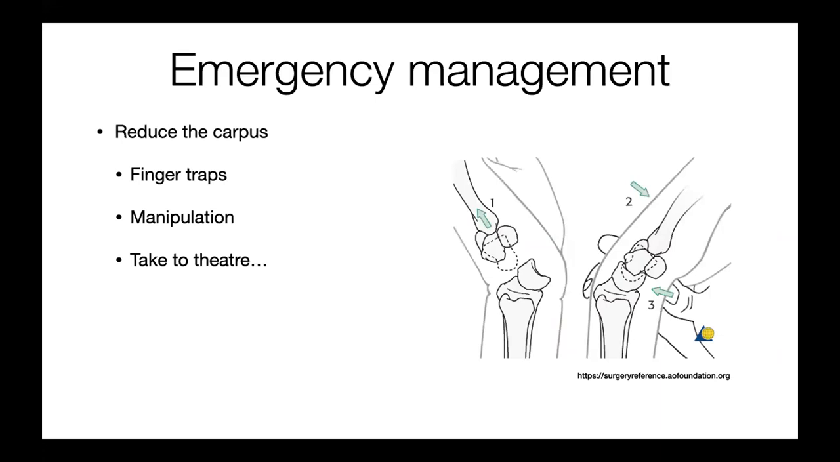The mechanism for the manipulation is you must always put your thumb over the carpal tunnel. This is to prevent you forcing the lunate into the carpal tunnel. Converting a Mayfield 3 into a Mayfield 4 is not something you want to be presenting at the morning meeting. So you support the lunate with the thumb, put longitudinal traction on, and then you're trying to hitch the capitate back into the lunate.